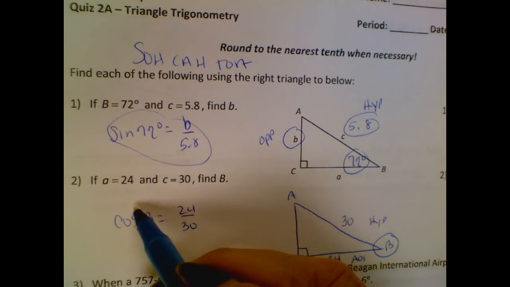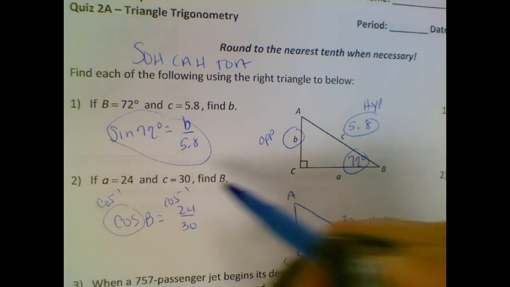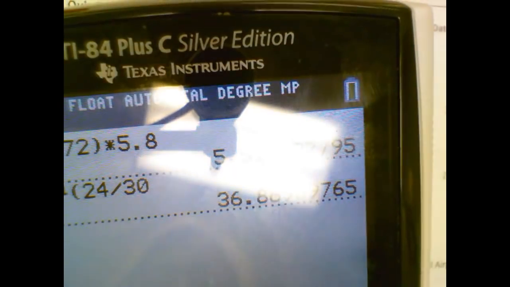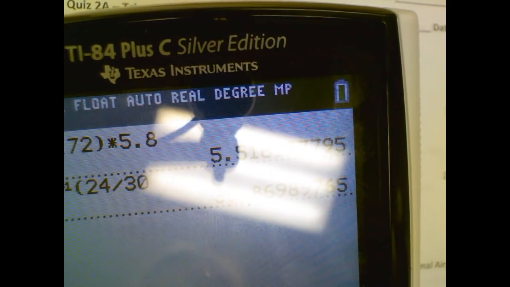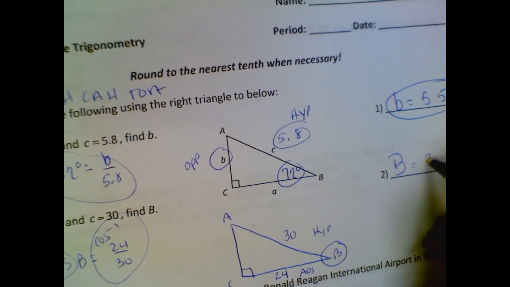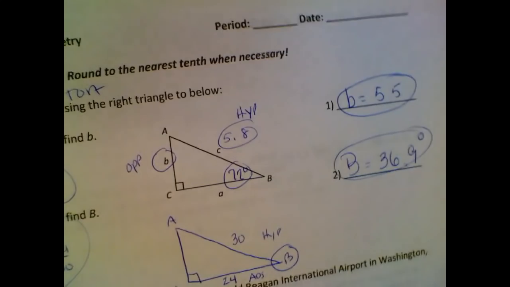So to solve for an angle, you want to inverse cosine both sides. Whenever you're solving for an angle, that's what you're going to have to do. And you're going to punch that in your calculator. So second cosine, 24 divided by 30, 36.9. Oops, can you guys see that? 36.9 degrees. So angle B is 36.9 degrees.